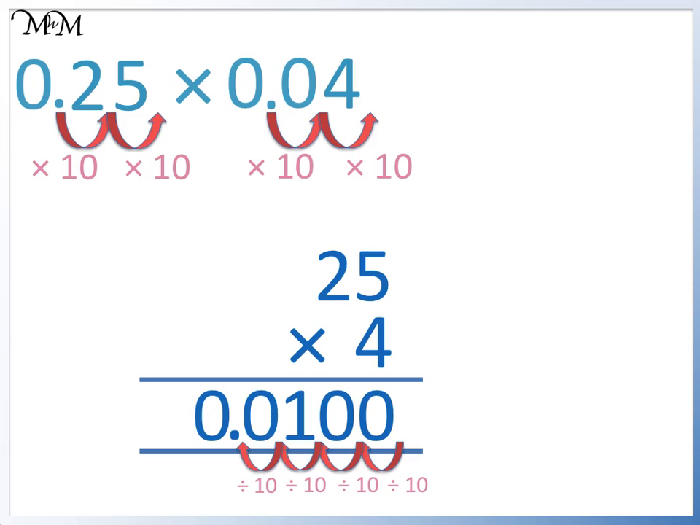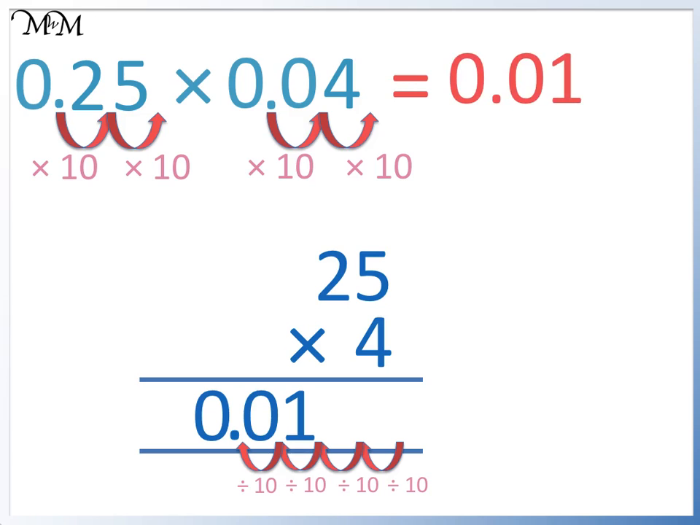When there are only zeros at the end of a decimal number, we do not write them. 0.0100 is the same as 0.01. 0.25 times 0.04 equals 0.01.